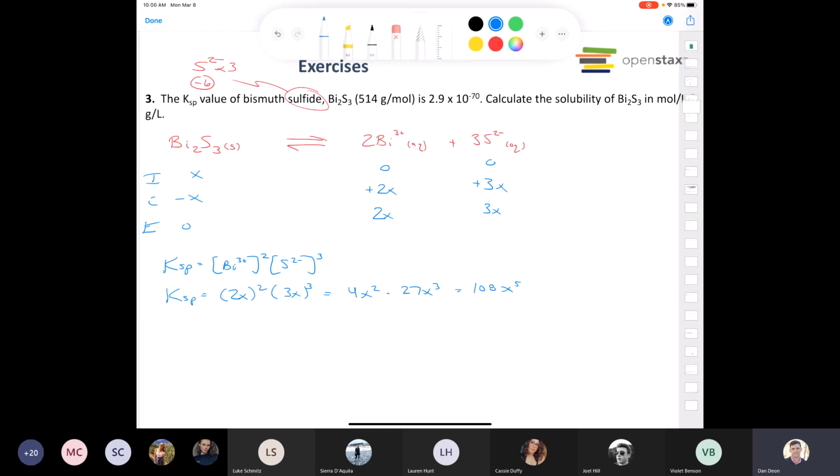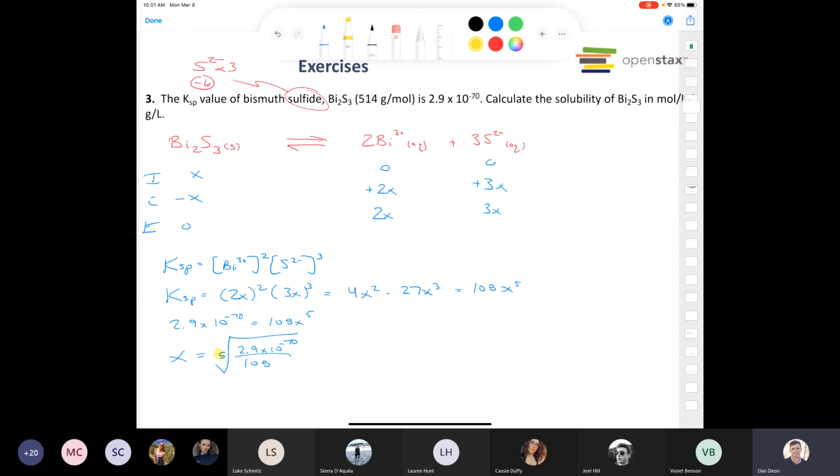And so we know that our KSP, which is 2.9 times 10 to the negative 70, is equal to 108x to the power of 5. And so x is going to be equal to the 5th root of 2.9 times 10 to the negative 70 divided by 108. Make sure you know how to do more than just a square root on your calculator.